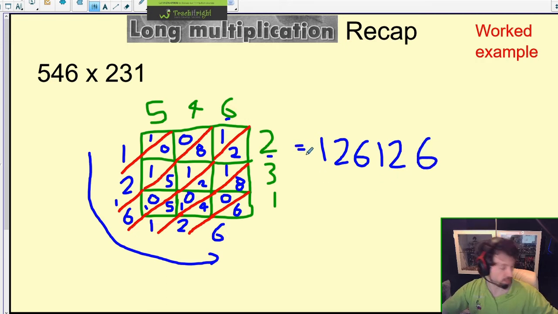And if you're not sure, it's always a good idea, if you're doing this at home and practicing, to have a little calculator ready to check. So 546 times 231 equals 126,126. So it works. And what's lovely about this method is if you are not as confident with the maths, it separates it into smaller pieces because you're only ever doing really simple multiplications and then some addition.